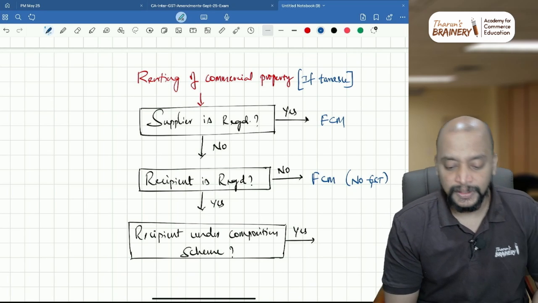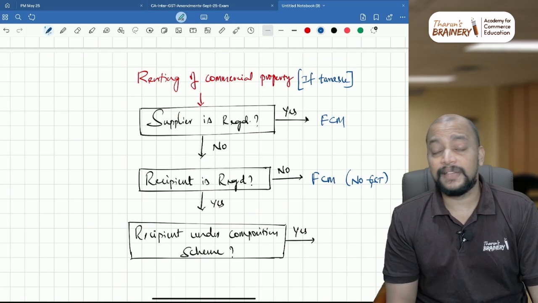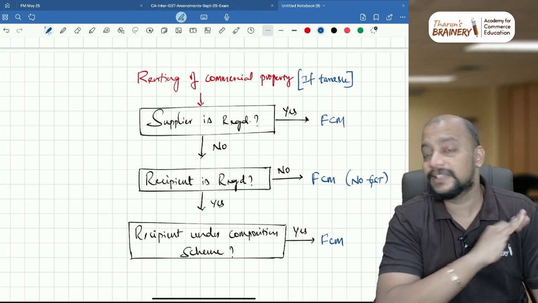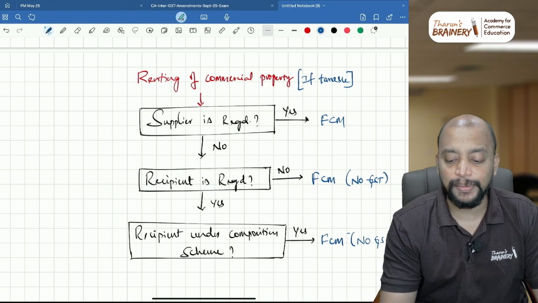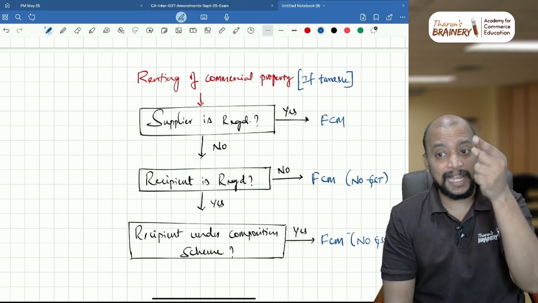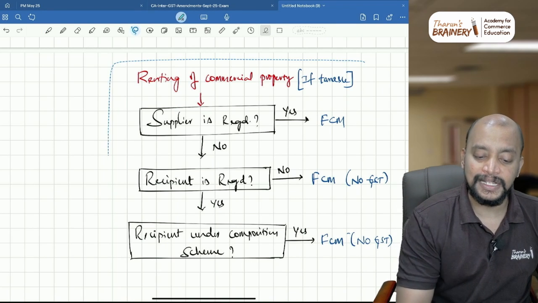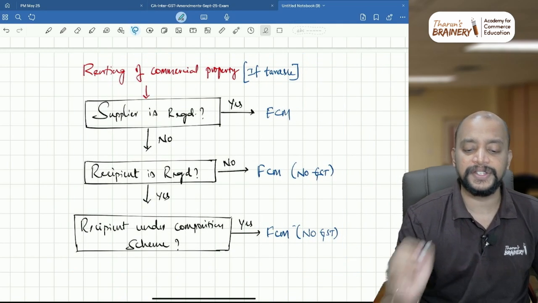Same way here also, whether the recipient is under composition scheme, recipient is registered, but whether they are under composition scheme, yes, then also FCM, means RCM will not come, but there is no GST. Why there is no GST? Because supplier is unregistered. But in the first case, GST payable. Why first case GST payable? That is the first case of FCM. Why GST payable? Because the supplier is registered.